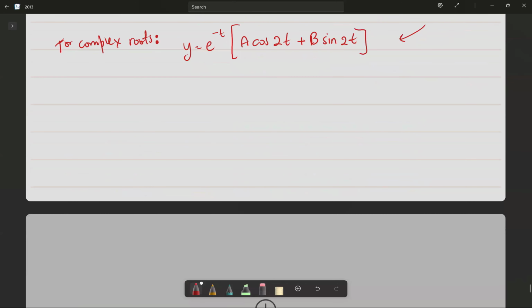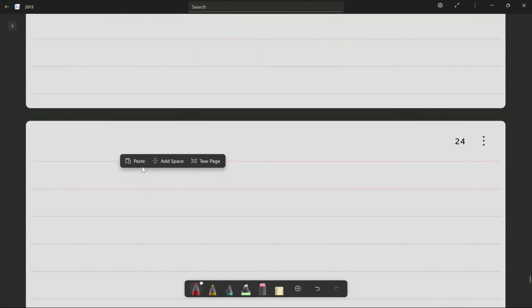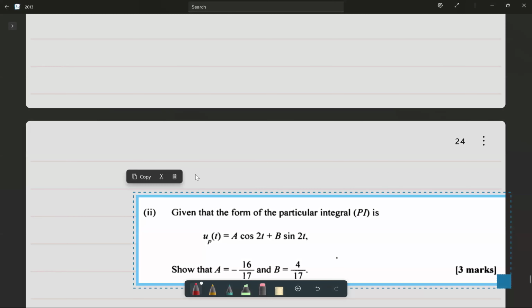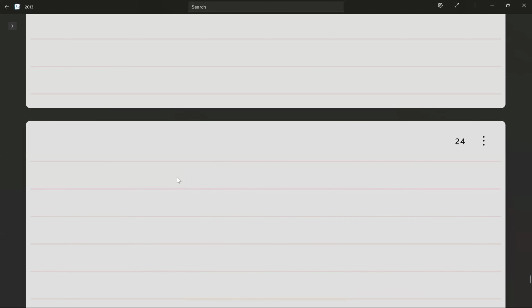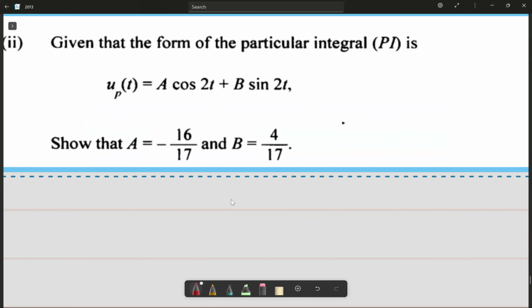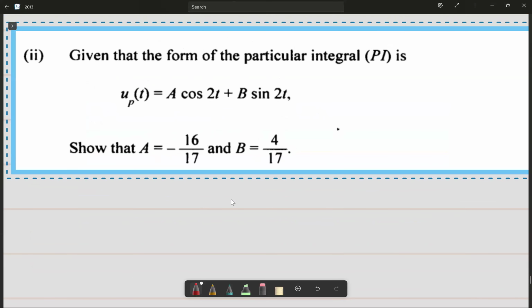It says, given the particular integral is of that form, show that a will be negative 16 over 17 and b will be 4 over 17. Geez, okay. These are a lot of really small mark questions for things that usually require more work.